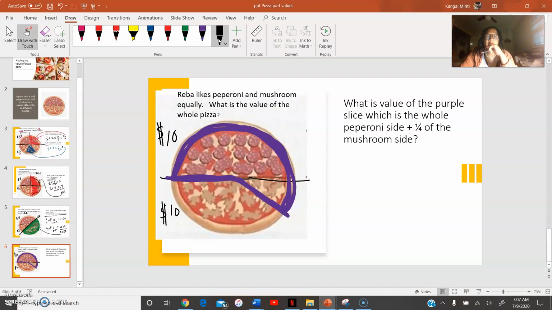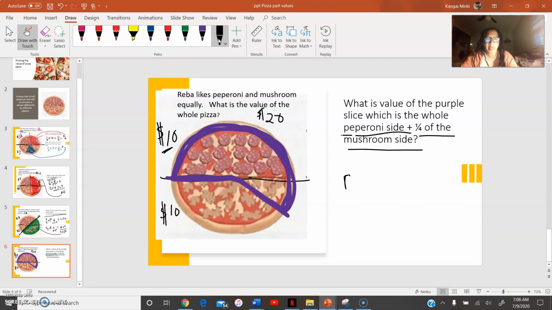Okay, let's look at one more wild piece. Hey, this is how Reba feels about this pizza. What do we notice about Reba? $10 is her value for the pepperoni side, $10 for the mushroom side. She values them equally. This whole pizza is worth $20 to Reba. But what's the value of this wacky purple slice? That's a big slice. How would she value that? Well, what is this slice? It's the whole pepperoni side plus 1/4 of the mushroom side.